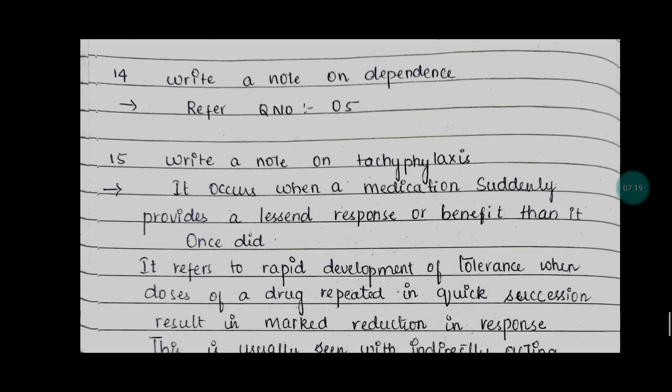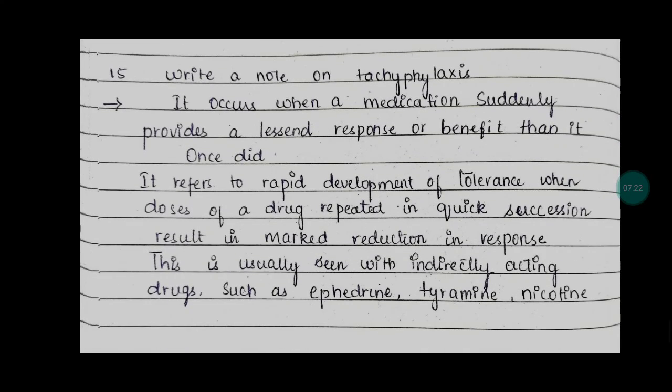And lastly, question number 15, write a note on tachyphylaxis. Tachyphylaxis occurs when a medication suddenly provides a lessened response or benefit than it once did. It refers to the rapid development of tolerance when doses of the drug are repeated in quick succession, resulting in a marked reduction in response. This is usually seen with indirectly acting drugs such as ephedrine, tyramine and nicotine.